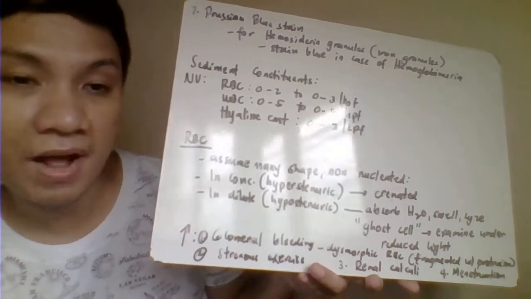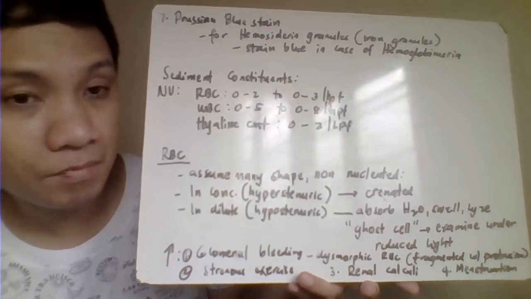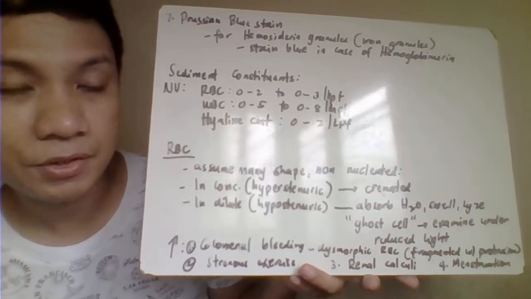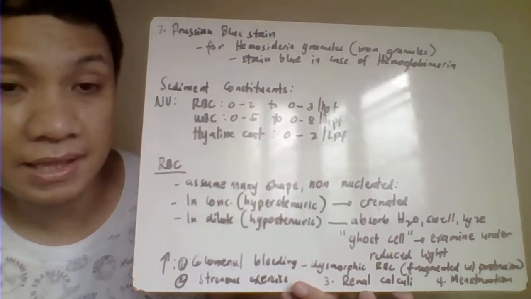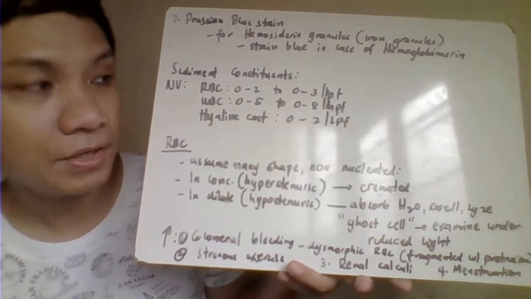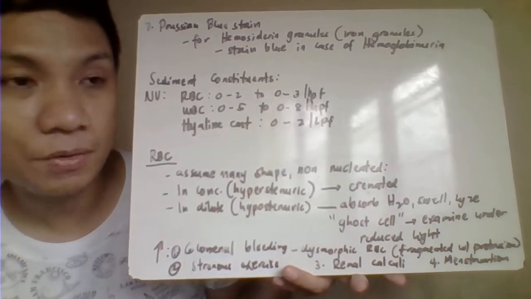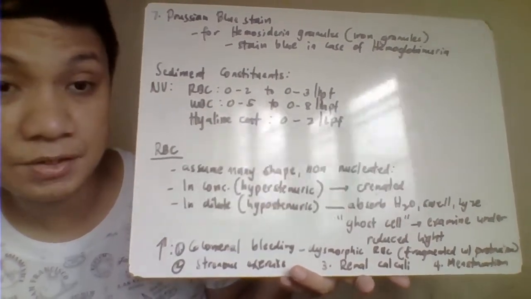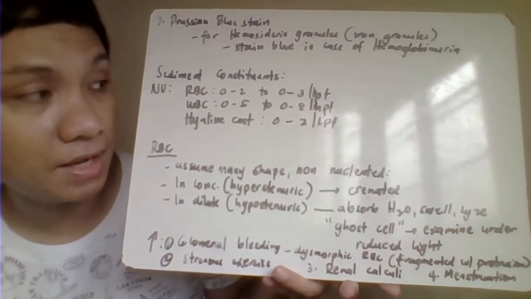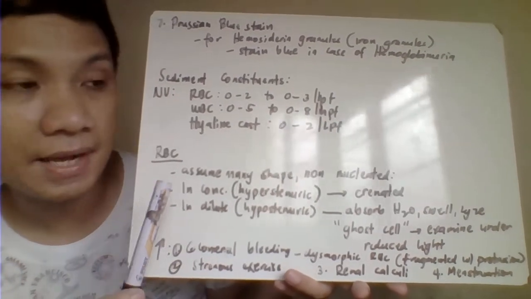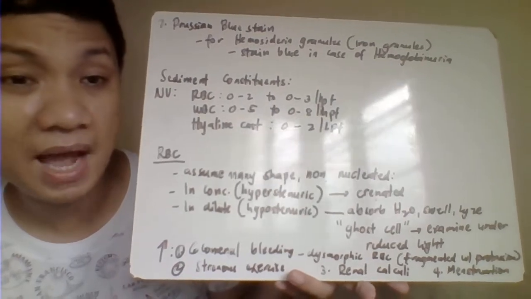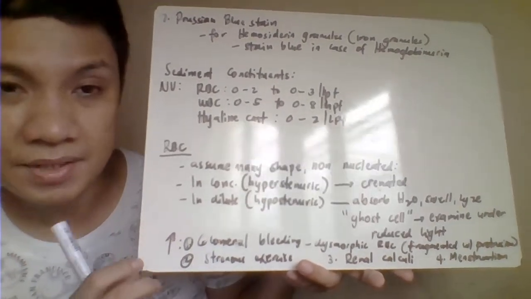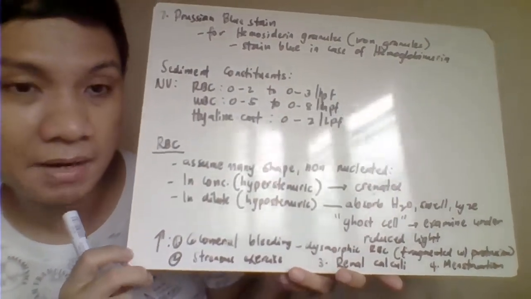Okay, so normal values for the RBC are 0 to 2 or 0 to 3 per HPF. Pag more than that, so significant na ang ating RBC. In the case of your WBC, it is 0 to 5 or 0 to 8 per HPF. That's the average number per 10 consecutive fields, diba? So kanina. And hyaline casts 0 to 2 per LPF. Again, more than that, we consider as already significant. So we start the discussion with the RBC.